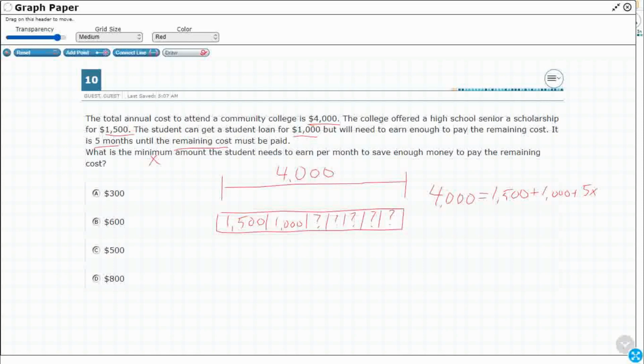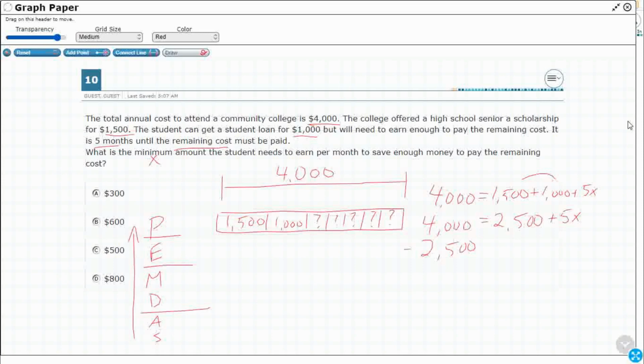So let's go ahead and collapse these two right here. So 4,000 equals 1,500 plus 1,000 is 2,500 plus 5x. Let's subtract 2,500 from both sides. Remember, when we're looking at the order of operations for isolating the variables, we actually use it in reverse. Right? So we go from the bottom up. So we start with our addition and subtraction first, and it's that positive 2,500 that we need to get rid of first. Now that we're done with this layer, we'll move on to the multiplication and division.